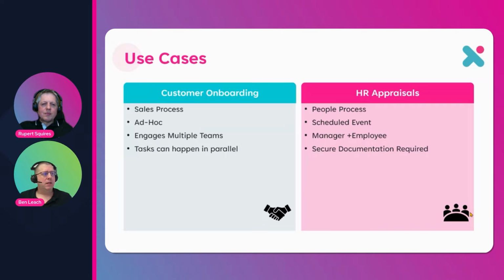And when these activities need to take place, there may be a number of different activities that have to happen in parallel at the same time. So it's not necessarily a case of holding off from sending one set of tasks before others are complete, for instance. The other process we're going to look at is a fairly common one, which is the HR appraisals process. Again, this sits within our people process. It is a time-based activity, so it will happen once a year or perhaps once a quarter, depending on your organization.